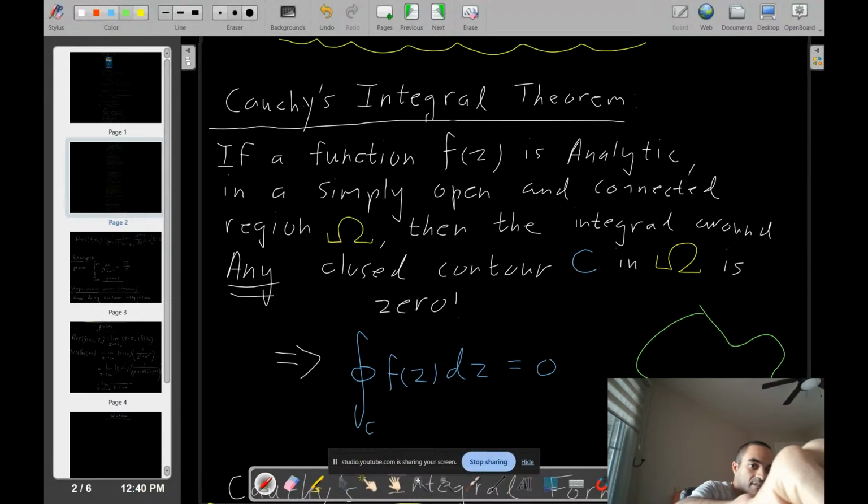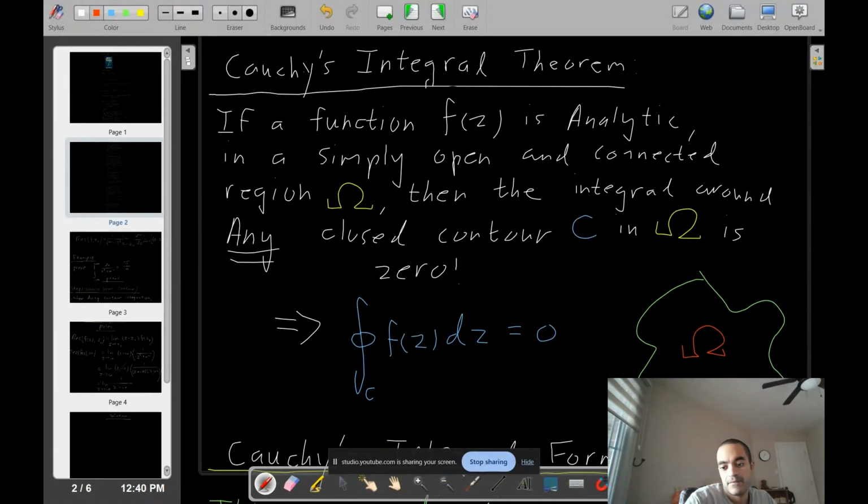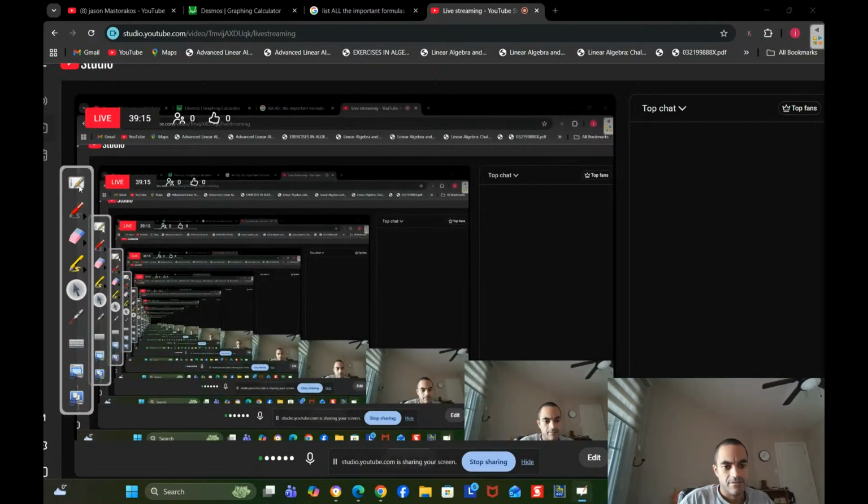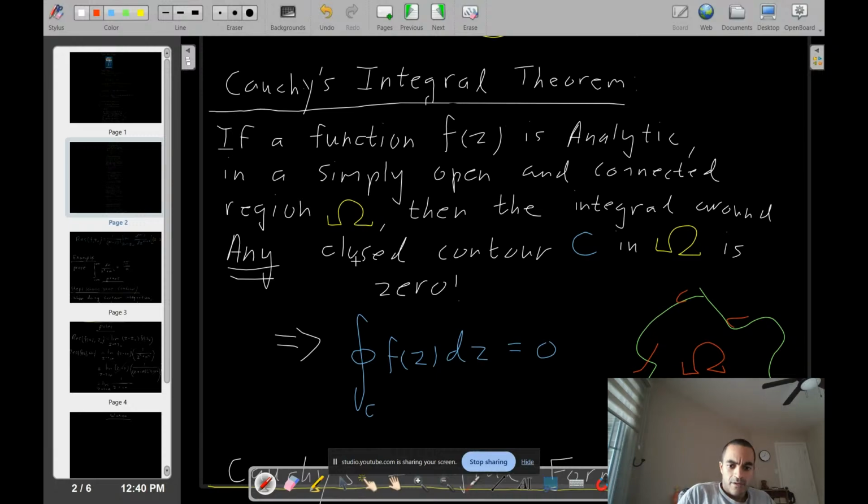I'm going to call this an open connected region. Usually we call regions capital R, but I'm going to call it capital Omega. This is my region. It doesn't matter what I decided to draw; I've defined my region as capital Omega. Let me know if you have a misunderstanding of that. All right, so then the integral around any closed contour, capital C, so any closed contour capital C in Omega.